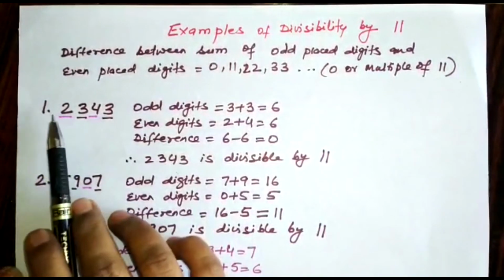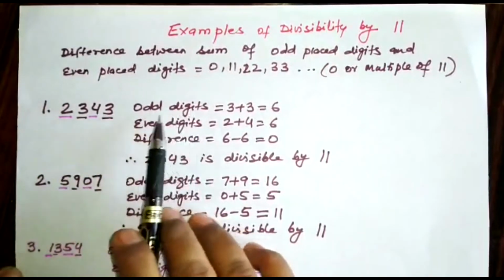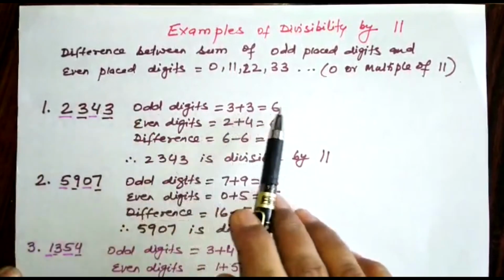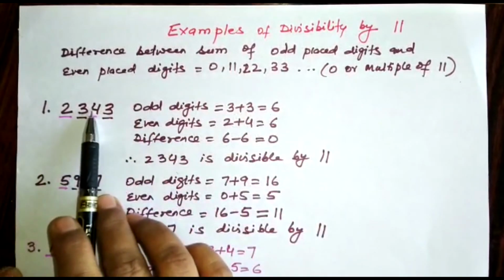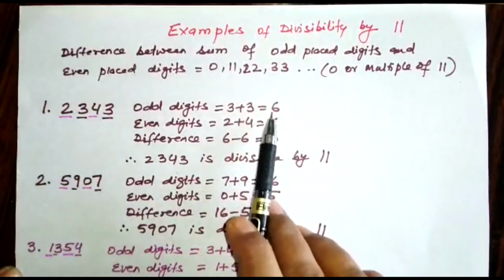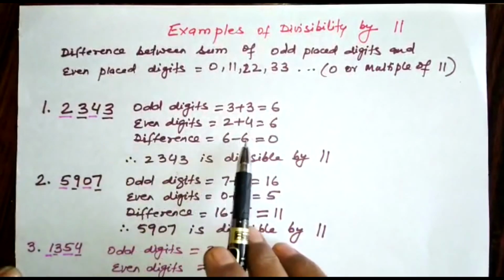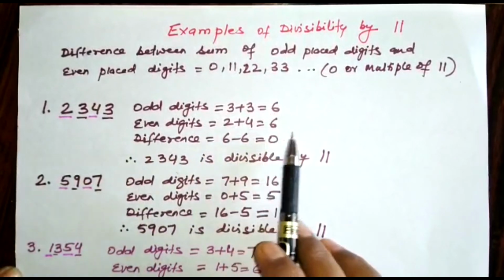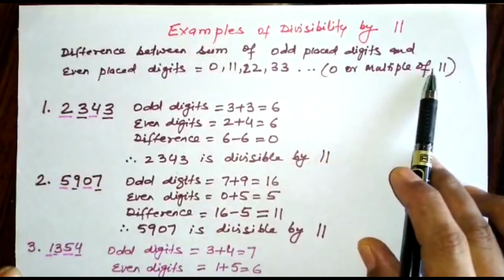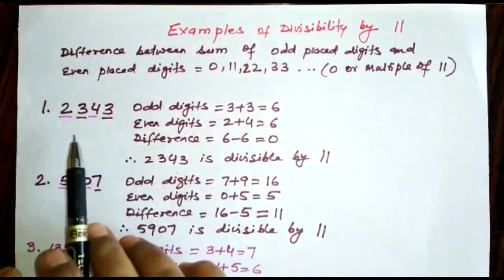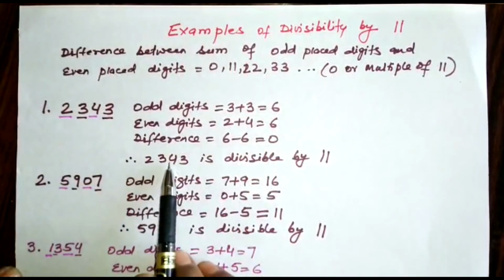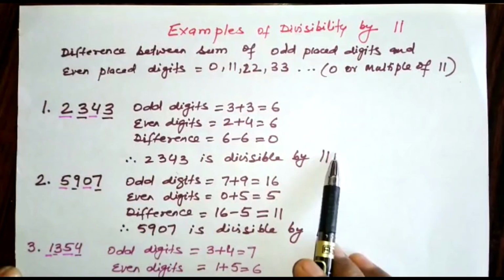Let us look at this number 2343. We have to add odd placed digits. 3 plus 3 equals 6. And even placed digits. 2 plus 4, 6. Then we have to find the difference of these. 6 minus 6, 0. If the difference of these odd placed and even placed digits is 0 or a multiple of 11, the number is divisible by 11. So this number, we have difference 0, therefore number 2343 is divisible by 11.